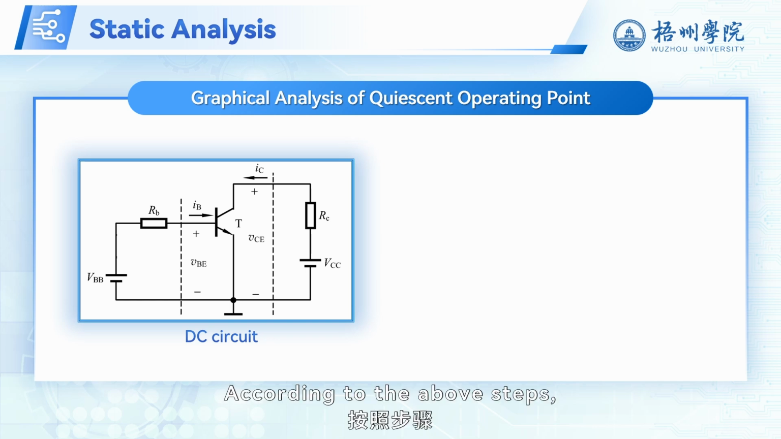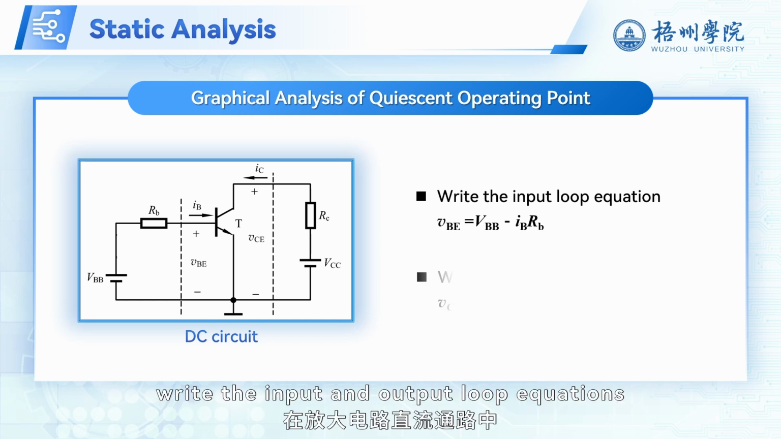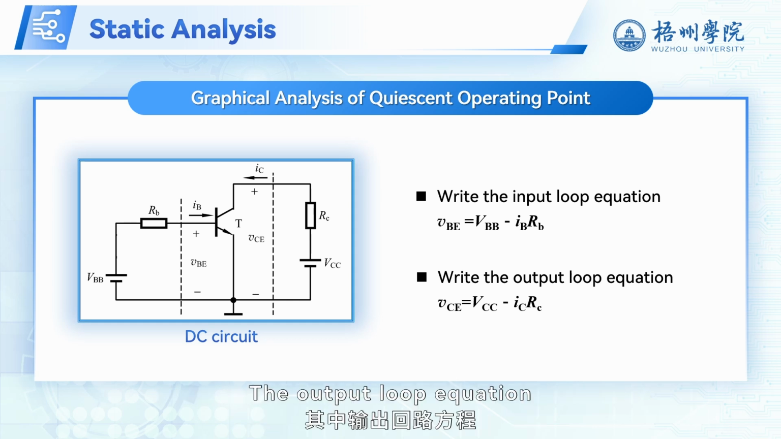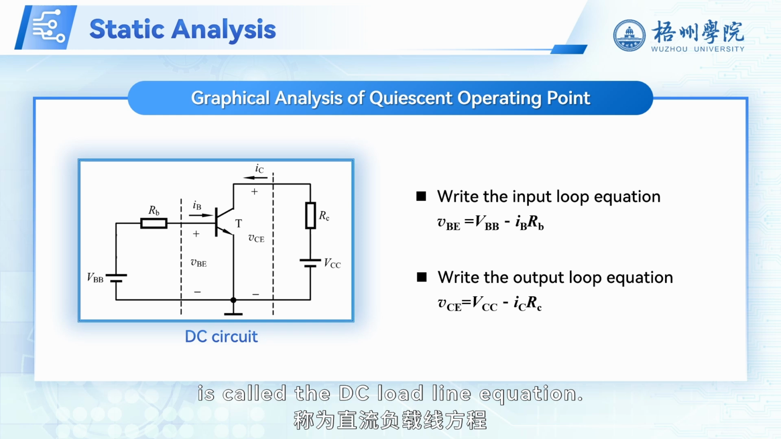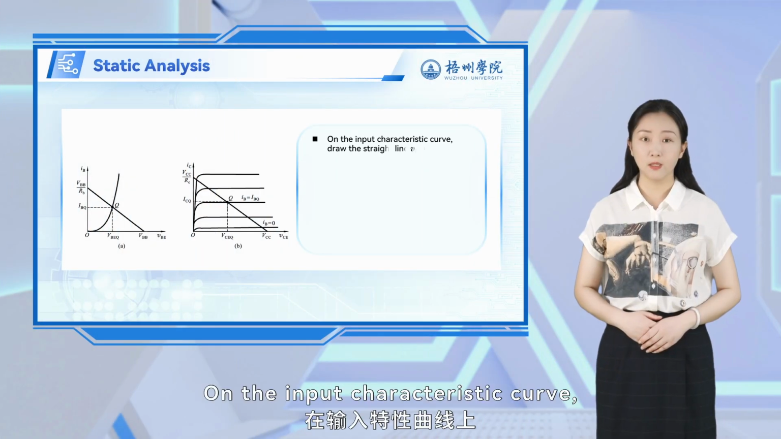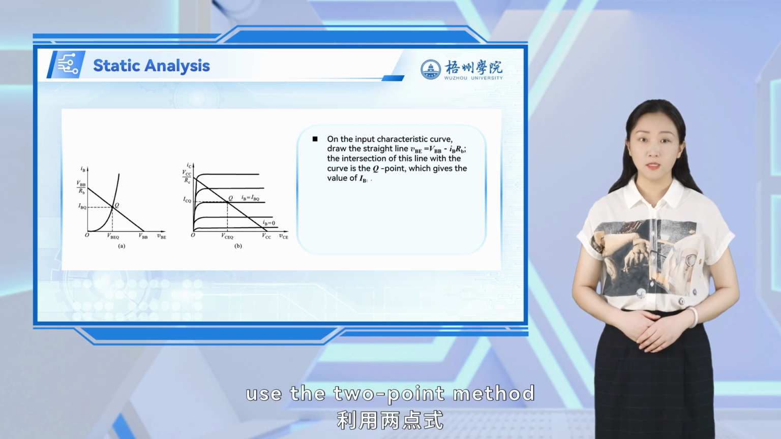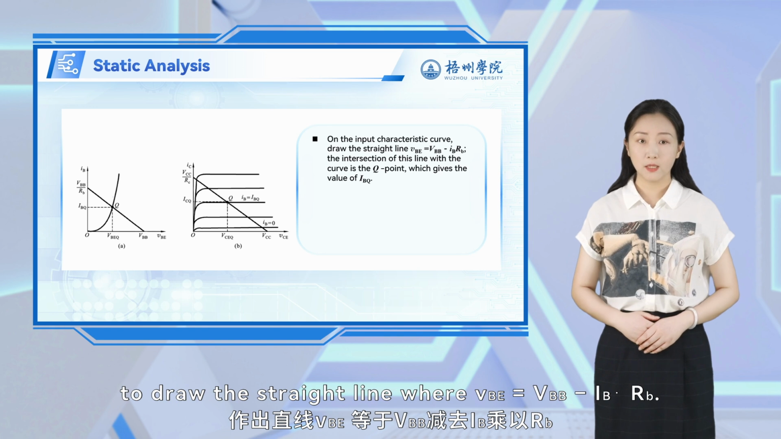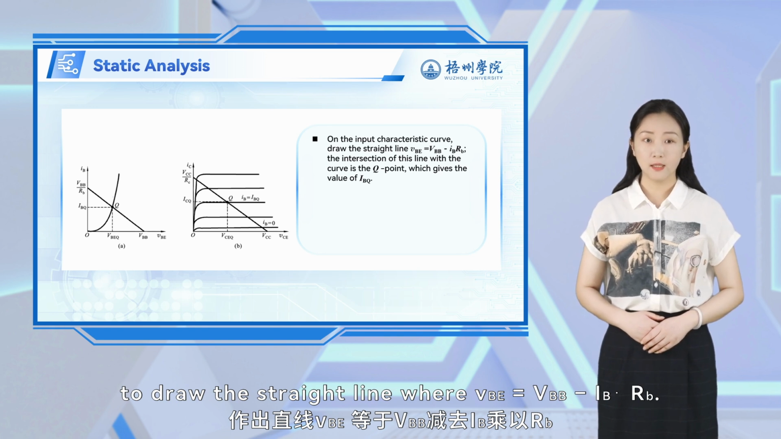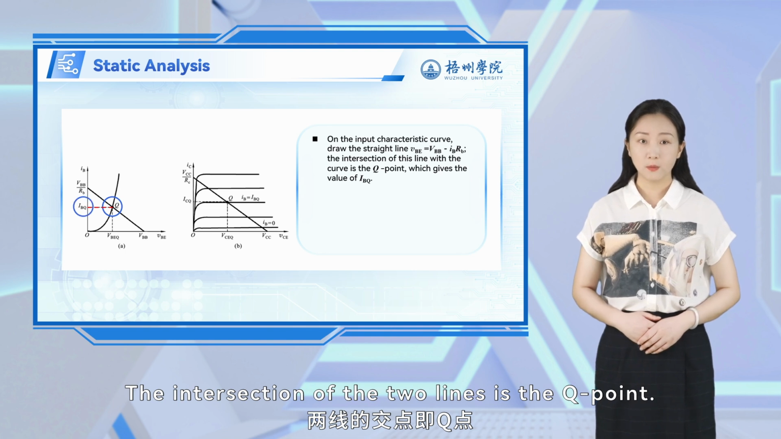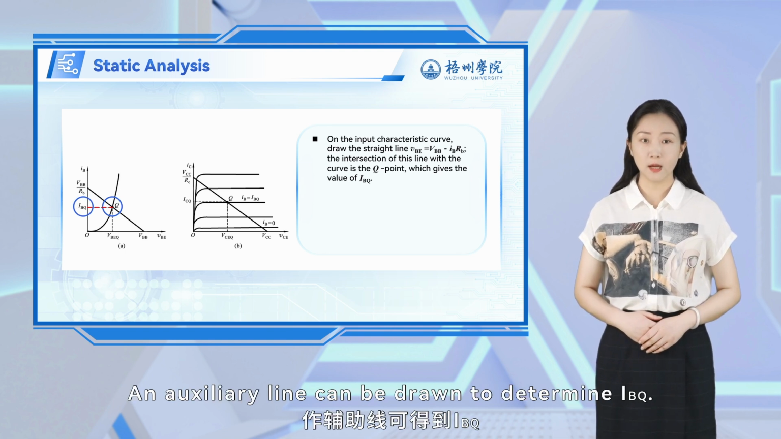According to the above steps, write the input and output loop equations in the DC circuit. The output loop equation is called the DC load line equation. On the input characteristic curve, use the two-point method to draw the straight line where VBE equals VBB minus IB times RB. The intersection of the two lines is the Q point. An auxiliary line can be drawn to determine IBQ.